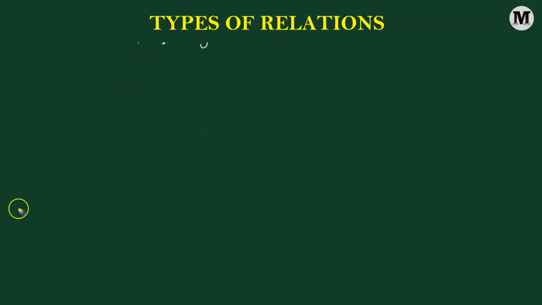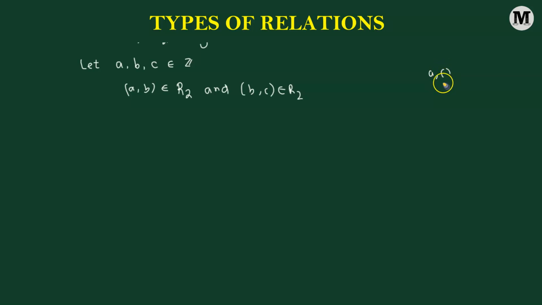And let's come to the final one. We'll check if it is transitive or not. Here we'll be considering three elements a, b, and c belonging to the set of integers Z, such that the ordered pair (a, b) belongs to the relation R2, and (b, c) belongs to the relation R2 as well. Our goal will be to show that (a, c) also belongs to R2.